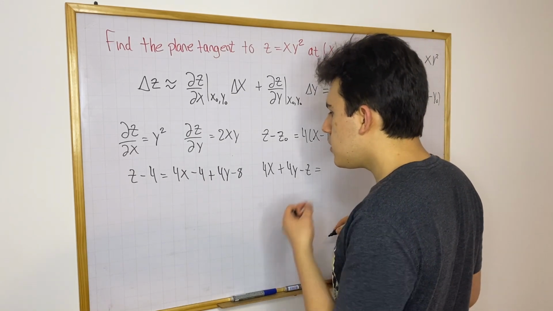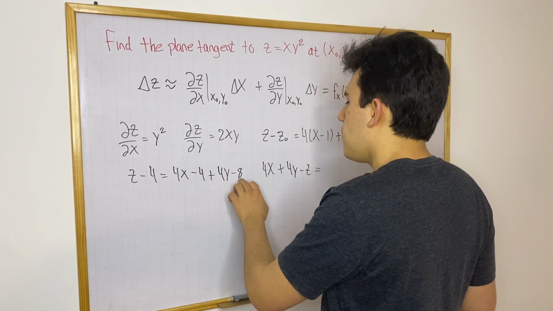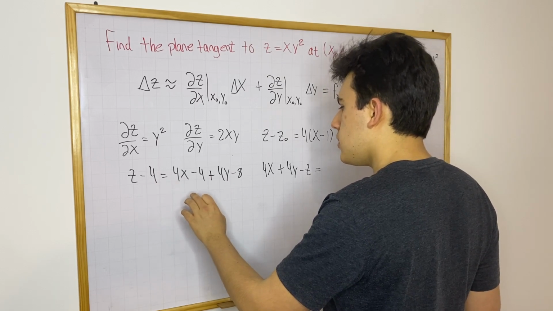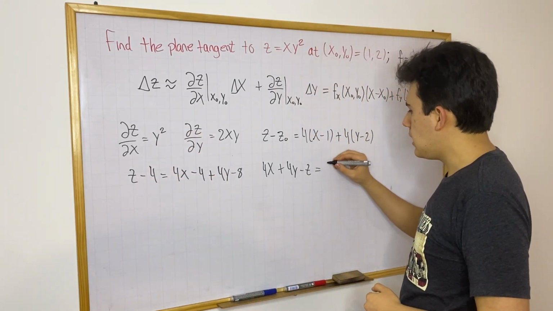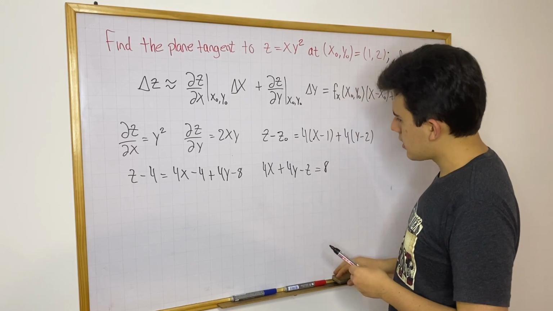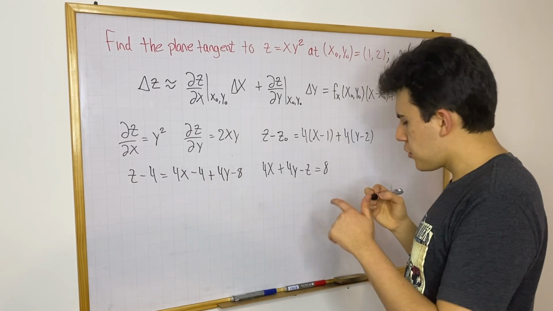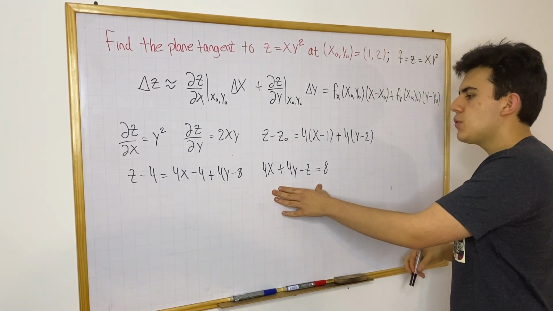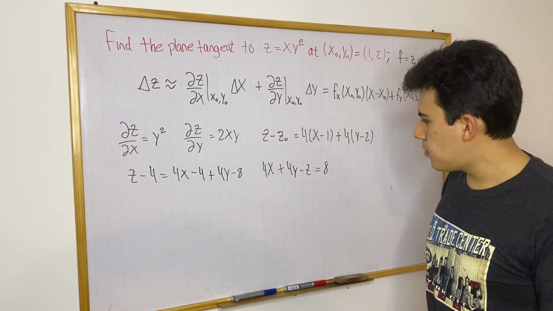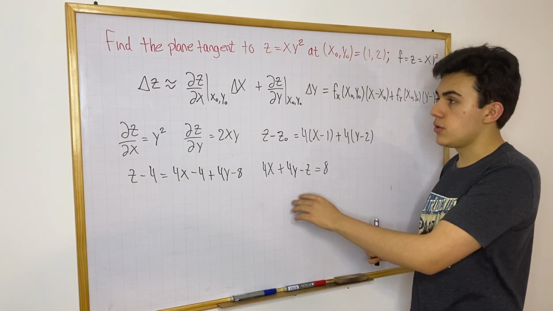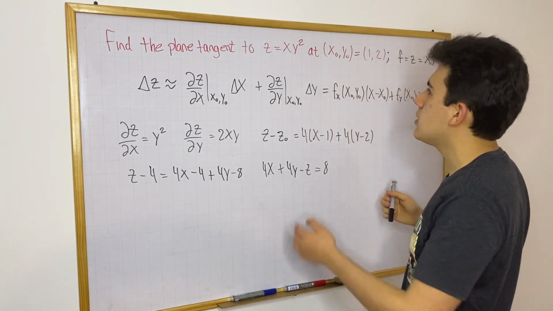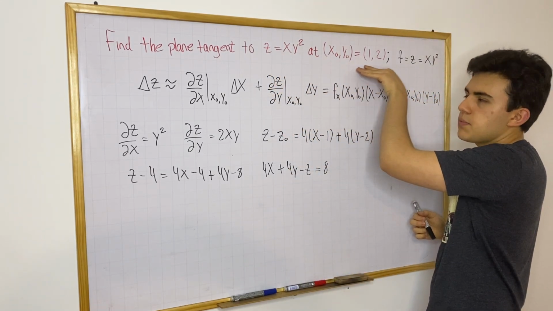And then we know this will be equal to, we move this to the other side, this is really going to be minus 12 plus 12, that will be 8 on the other side. That's kind of ugly. 8, yeah, that looks better. So yep, this is what we get. This is going to be the equation of the plane that is tangent to this surface at this particular point.